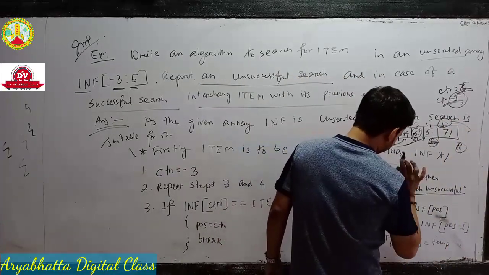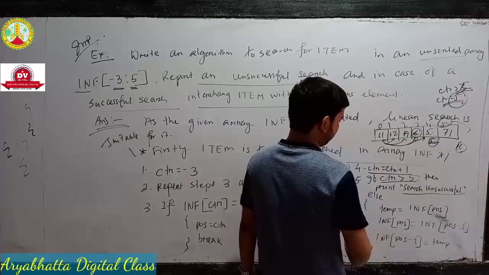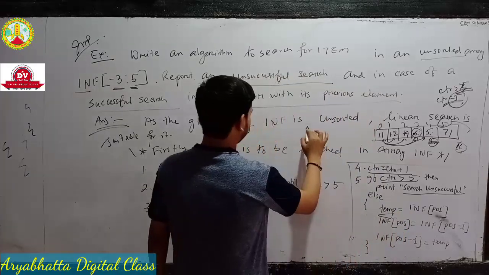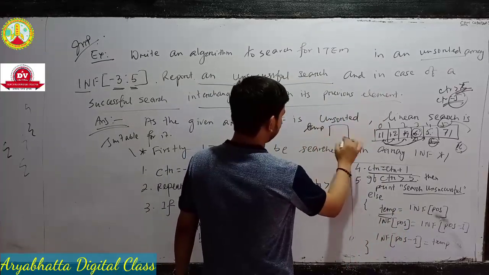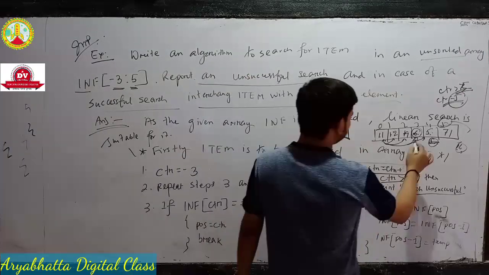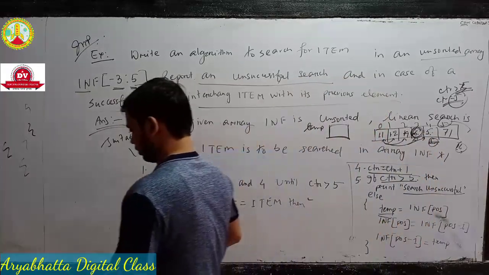And else if successful, you have to swap this with the previous one. For swapping purposes we have to take a variable temp, a temporary variable. Suppose we found this 6, let me show you clearly.